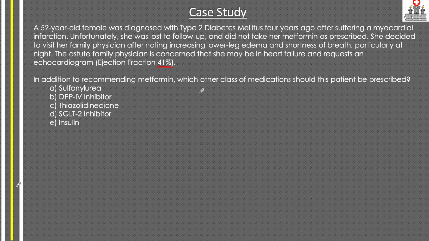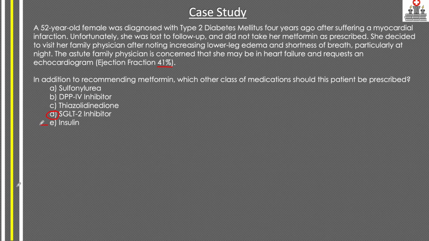So it's important to know that diabetes is a major cause for heart failure. So in addition to recommending metformin, and again, it should be noted that metformin should be given with stable heart failure. So once she's been stabilized, which other class of medications should this patient be prescribed? Sulfonylurea, a DPP-4 inhibitor, a TZD, an SGLT2 inhibitor, or insulin. So if we recall from the ADA guidelines, if there was concern for ASCVD, we would give a GLP-1 receptor agonist. If there was concern for heart failure or chronic kidney disease, we would give an SGLT2 inhibitor. So that is our answer.